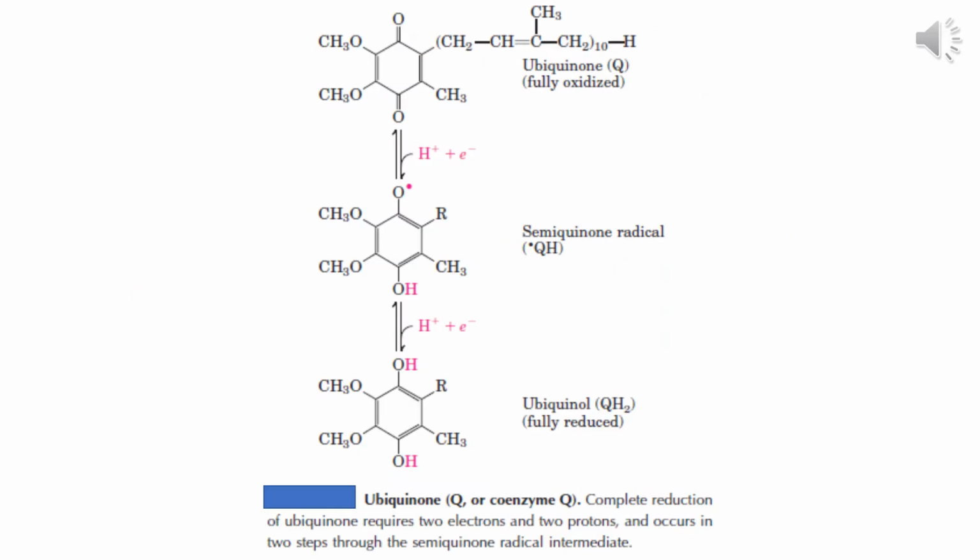How does the quinone become quinol? Q becomes QH2. It can accept a total of 2 hydrogen atoms, which means 2 protons and 2 electrons. In the first step, the ubiquinone accepts 1 proton and 1 electron to become a semiquinone radical. In the second step, it accepts 1 more proton and electron to become QH2, ubiquinol. So totally 2 protons and 2 electrons are used to convert ubiquinone into ubiquinol, Q into QH2.